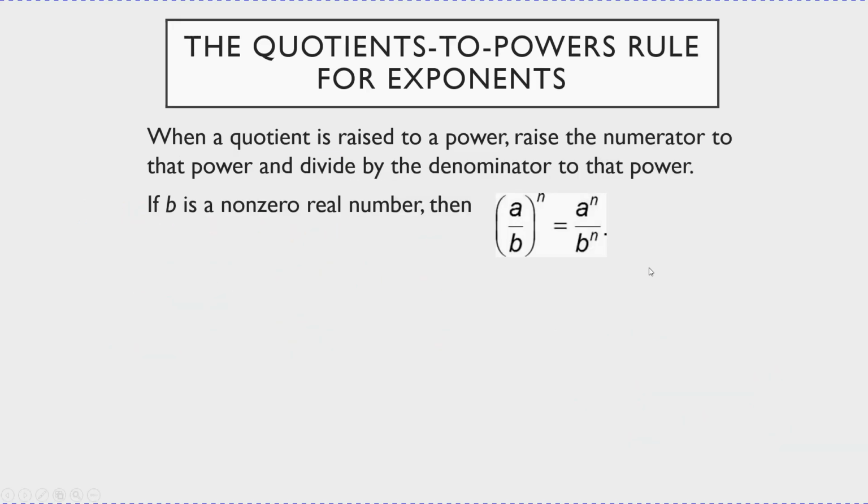This is the quotient to a power rule now. When a quotient is raised to a power, so if you have a divided by b raised to the nth power, you're going to raise the numerator to that power and divide by the denominator raised to that power. As long as b is a non-zero real number, again, just think about it as distributing. You're going to go n to the a, and then n down to the b, and it's just going to be a to the n divided by b to the n.